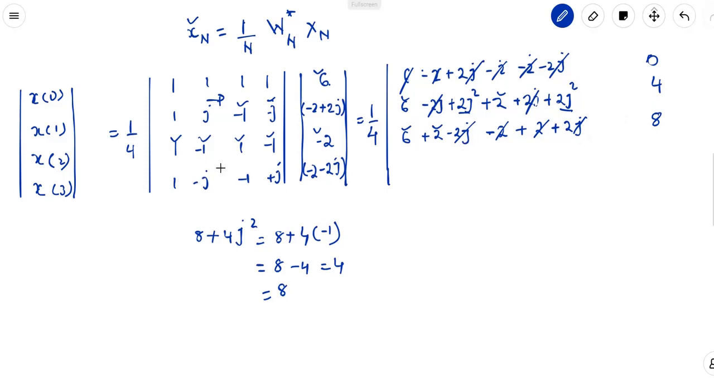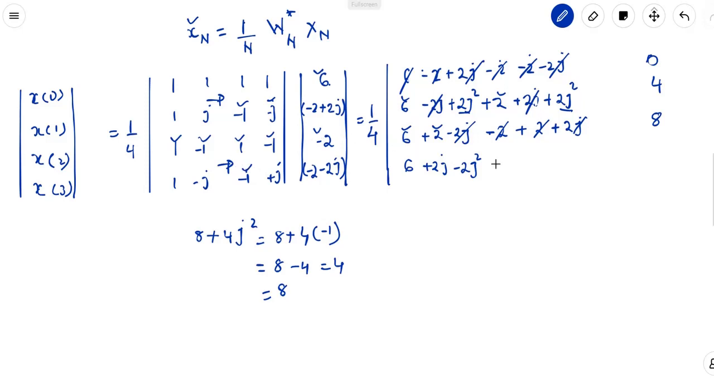Okay, now we will go for the last row. 1 into 6, it is 6. Minus j into minus 2, so this becomes plus 2j. Minus j into plus 2j, so this becomes minus 2j square. Okay, so minus 2, this one, minus 2, this one.